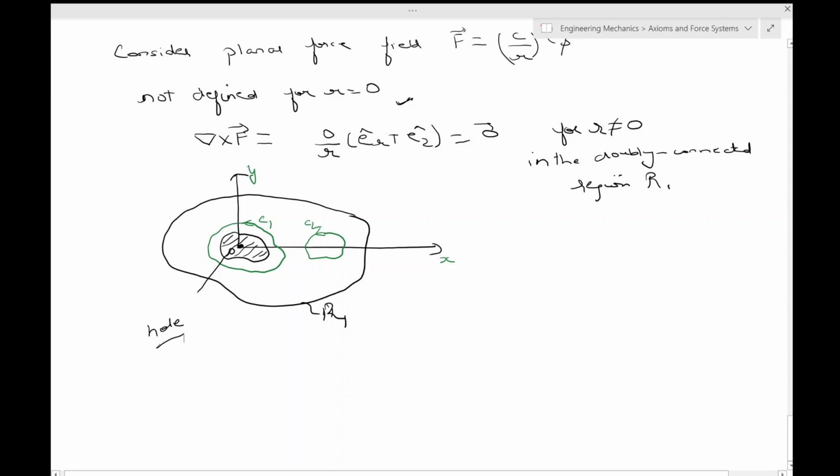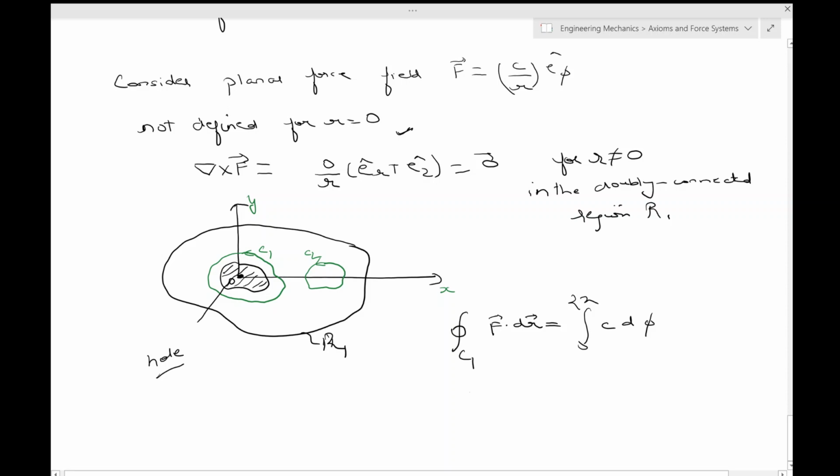So for this one you have phi over this C1 path. You can see the C1 in green color, and the integral of F dot dr will be the integral from 0 to 2 pi, because you are going from 0 to 2 pi, of c d phi, because you have F equal to c by r e phi. Now this comes out as c d phi, and this value will be equal to 2 pi c, which is not equal to 0. So c is not equal to 0, because if c is equal to 0, then this force is equal to 0, which it is not. So let me write that here as well. c is not equal to 0.